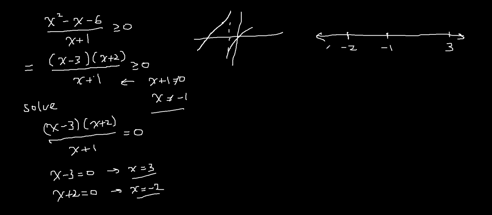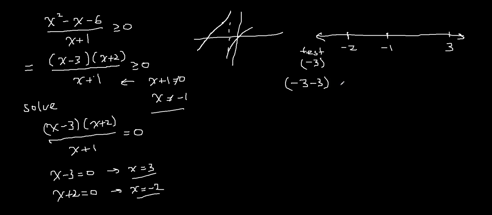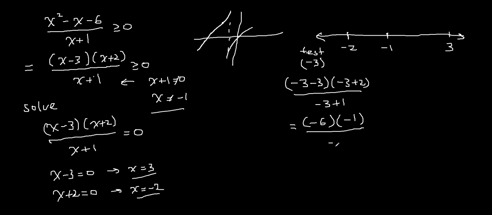Now we're going to try some test points to see where it's positive. So let's test negative 3. We're going to plug it into this equation: negative 3 minus 3 times negative 3 plus 2 over negative 3 plus 1. So negative 3 minus 3 is negative 6, times negative 1, all over negative 2. A negative times a negative is a positive, over a negative is a negative.